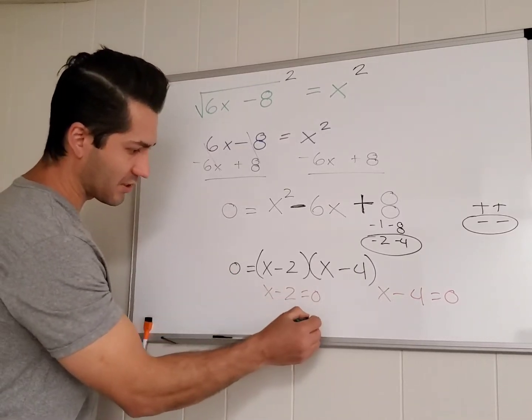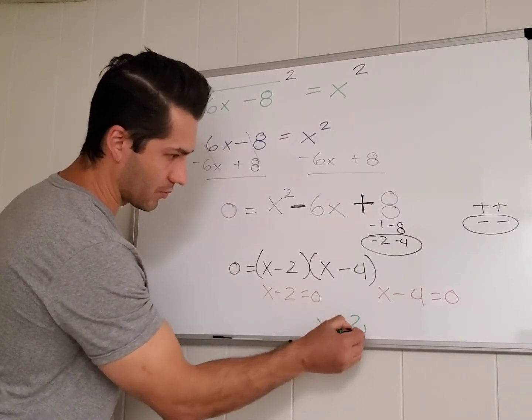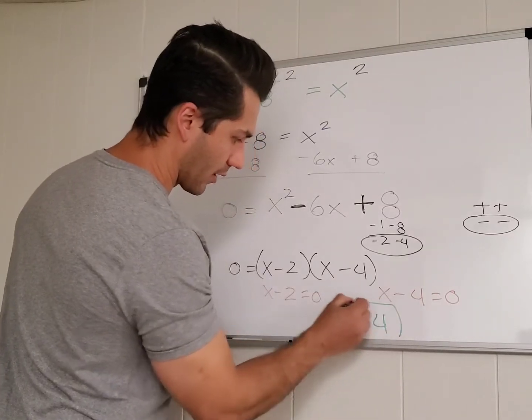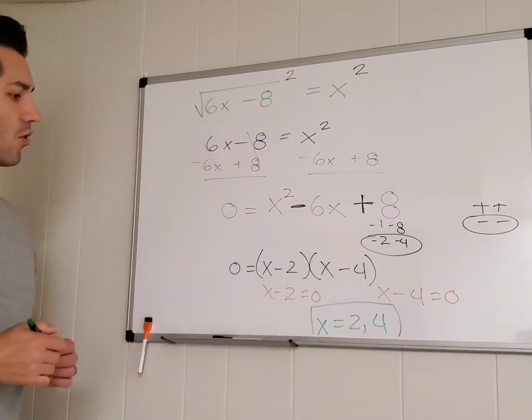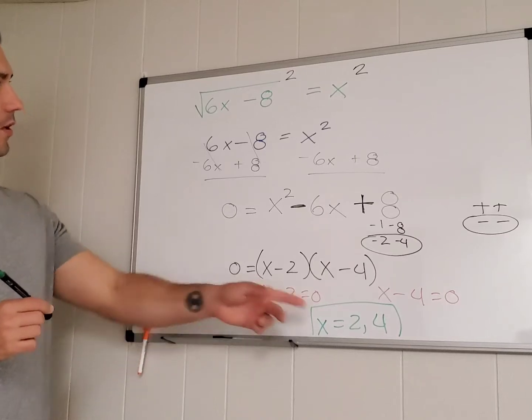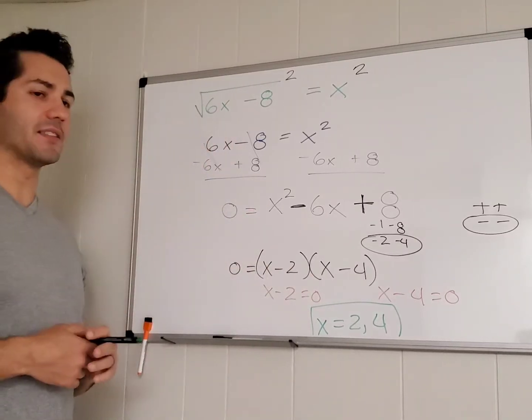Plus 2 plus, you get x. Let's just break the one set. X equals 2, x equals 4. And I have 2 answers. Or do I? You do have to plug these in to check them.